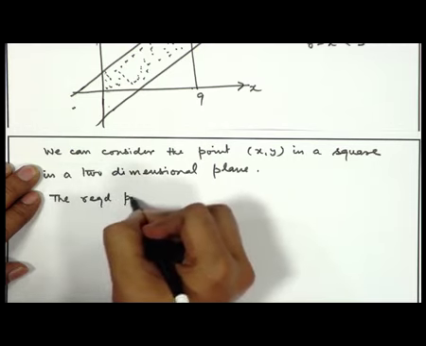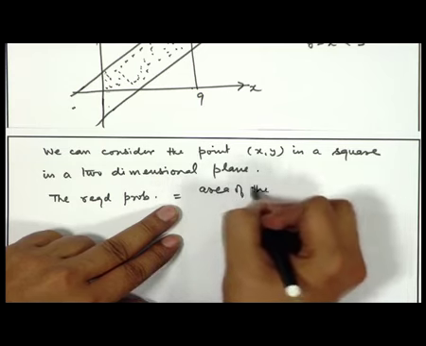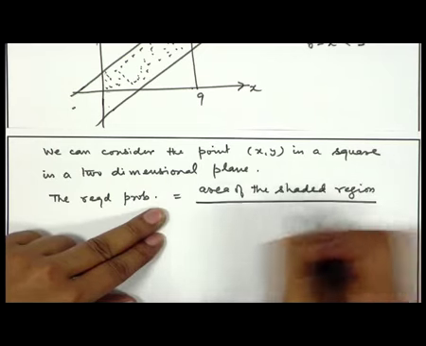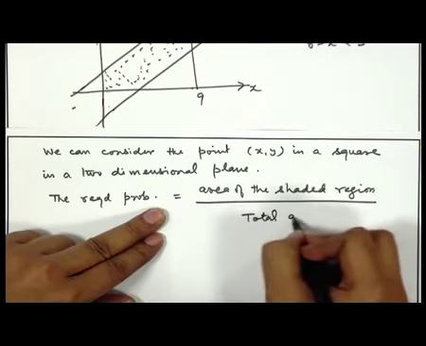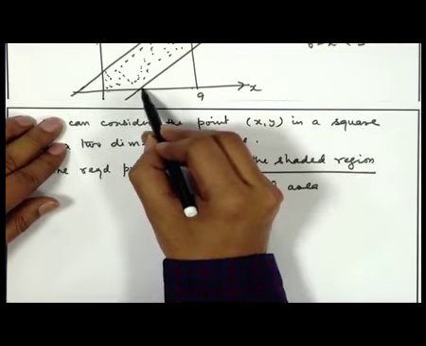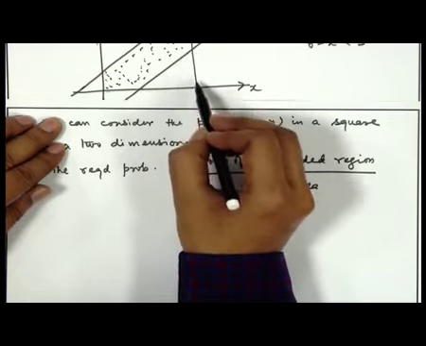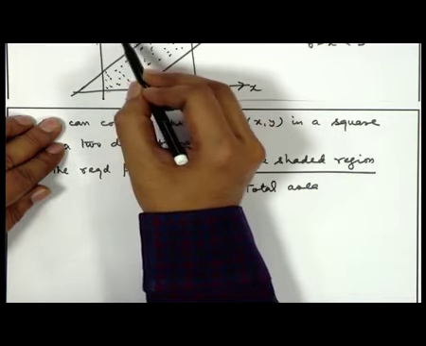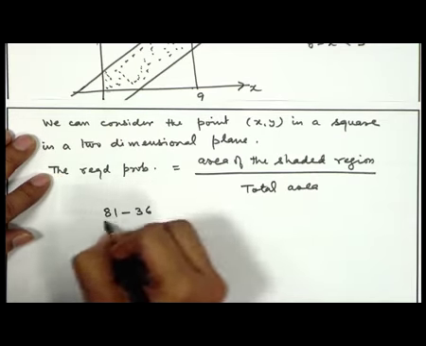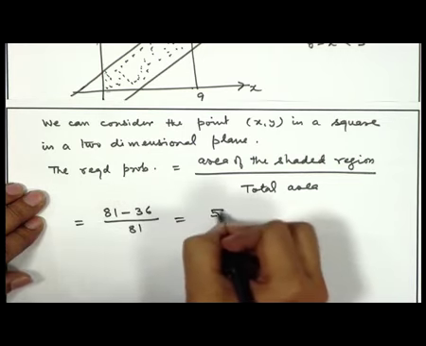The required probability is equal to the area of the shaded region divided by the total area. This can be done in an easier way also, like you can have this right angle triangle. So, the area of this will be 6 into 6 by 2, that is 18, and the same thing here. So, 18 plus 18, 36. So, 1 minus 36 divided by 81, that is equal to 5 by 9.